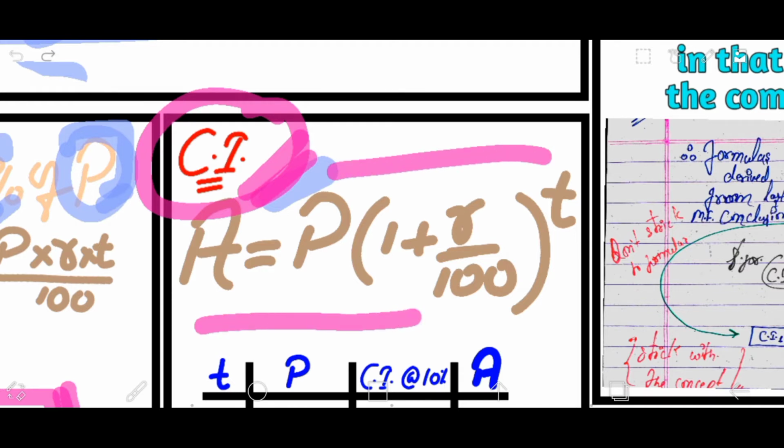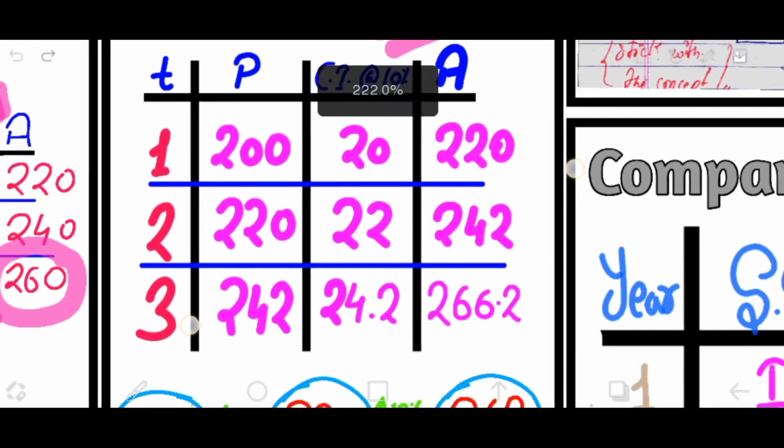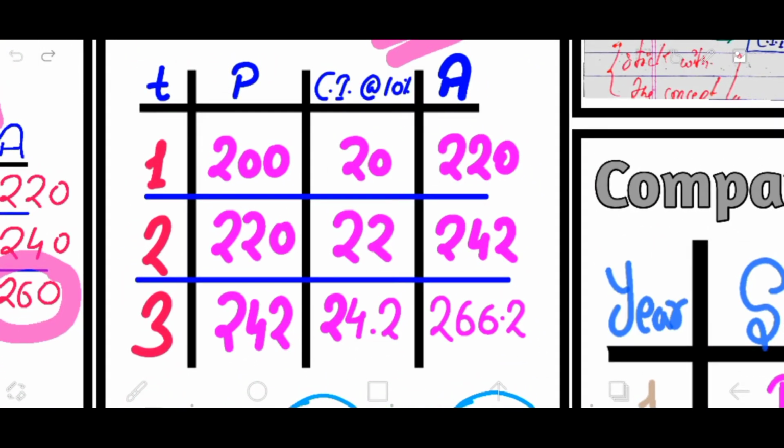The formula is amount equals principal into (1 plus r%) to the power t. T here denotes the time period. Now I'll explain how this formula could be useful, but you could get to the other thing. So stay tuned. Now here we come to the table part.